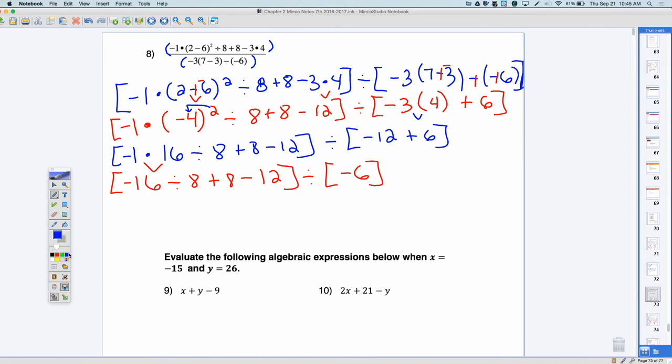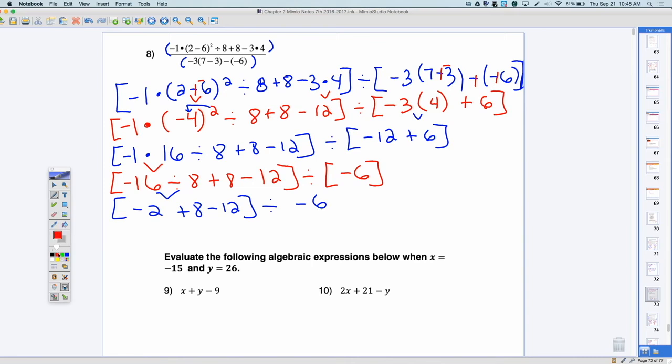All right, back over to the left-hand side, we have to do division next. So -16 divided by -8 gives us -2 plus 8 minus 12. And then we have divide by -6. We can keep the brackets in there, or we can clear them away.